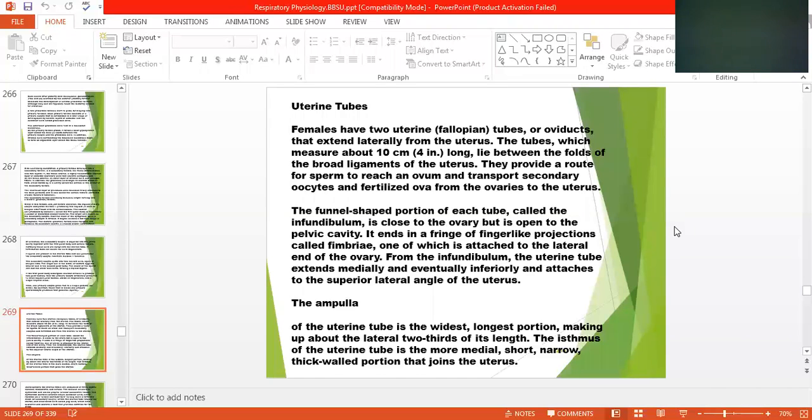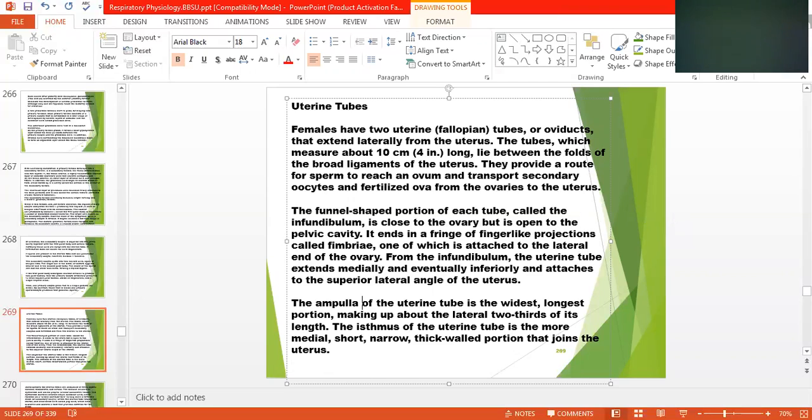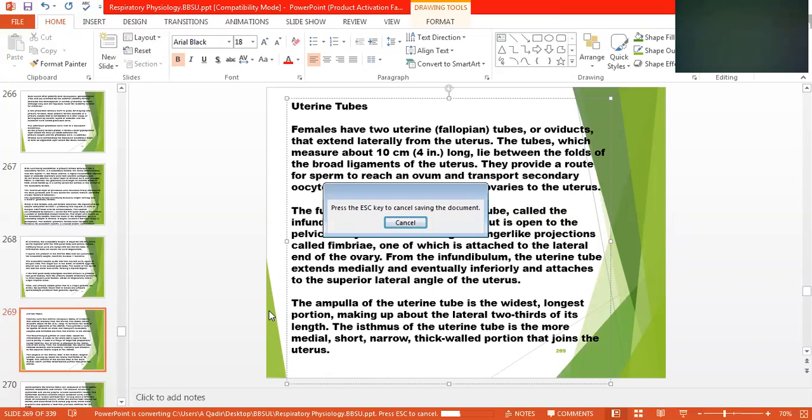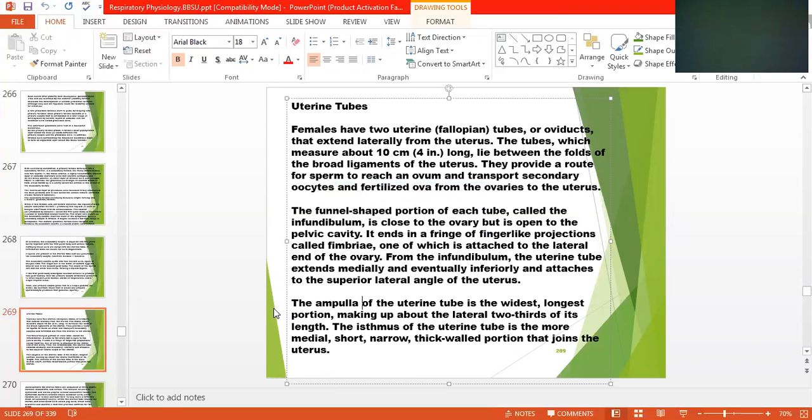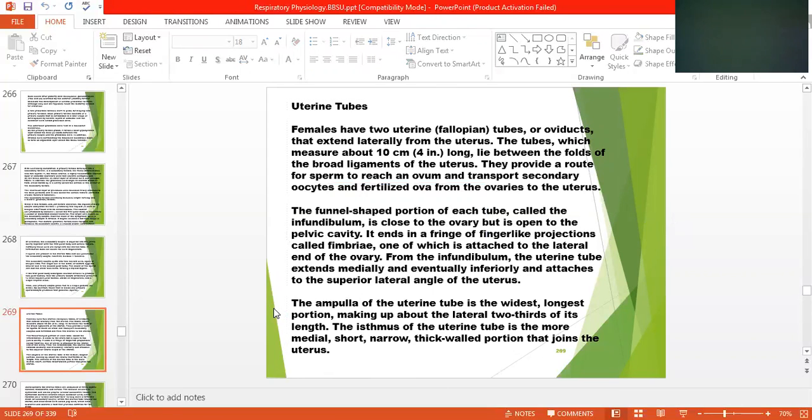The ampulla of the uterine tube is the widest, longest portion, making up about the lateral two-thirds of its length. The isthmus of the uterine tube is the more medial, short, narrow, thick walled portion that joins the uterus.